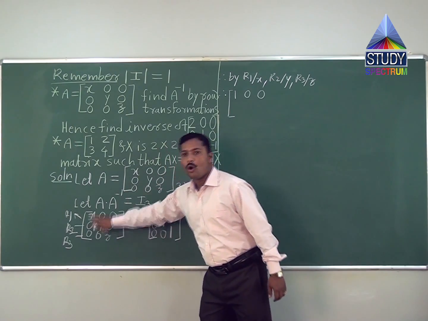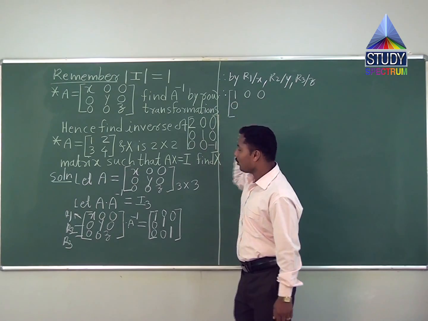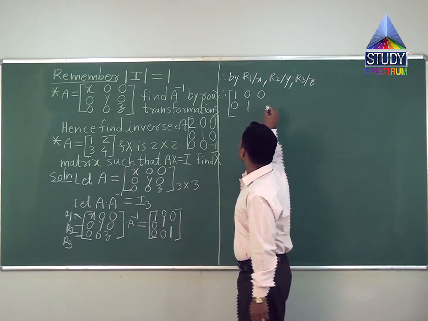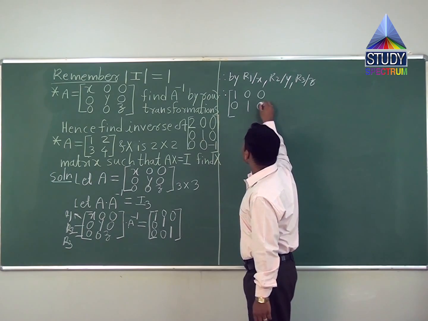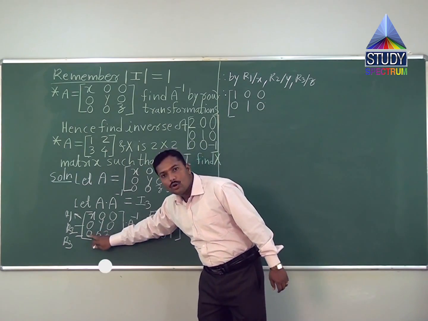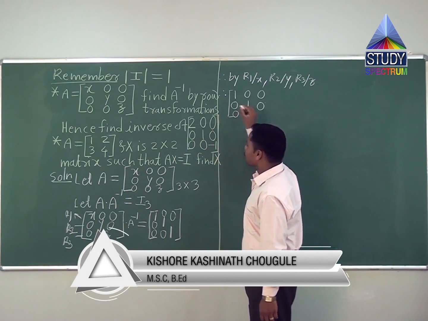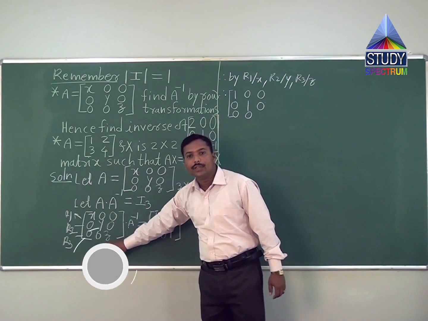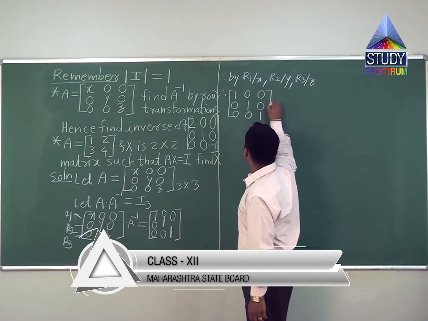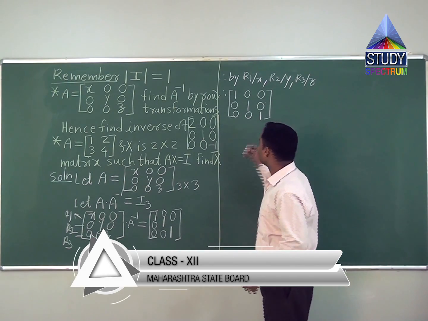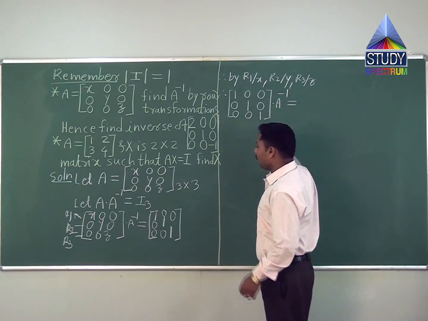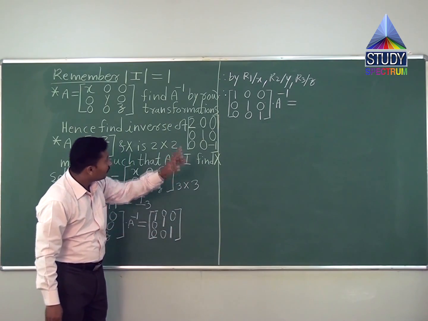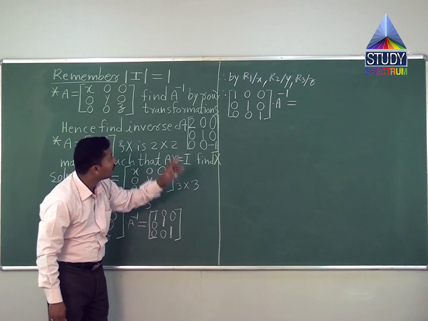Second row: 0 upon y again 0, y upon y 1, again 0 upon y is 0, and last row 0 upon z, 0, again 0 upon z 0, and last z upon z equal to 1. So we obtain the identity matrix into A inverse equal to, similarly, first row divided by x, second row divided by y, and third row divided by z.